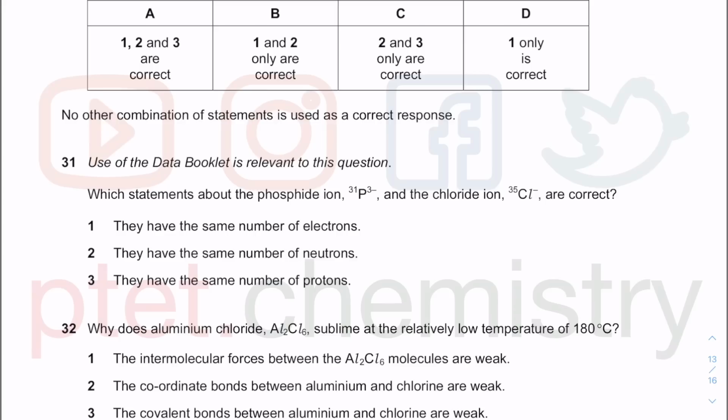Question 31, which statement is about the phosphide ion and the chloride ion? This is counting protons, electrons, and neutrons. What I would do without even going through the options is to count them first. Phosphorus from the periodic table is element number 15, so 15 protons. Chlorine is element number 17, so 17 protons there. This is an ion. This is also an ion, so 15 plus 3 electrons because an anion is when the atom gains electrons. Minus 1 means you gain 1 electron. Therefore, 18 electrons, 18 electrons. Both of these have fully filled out the shell.